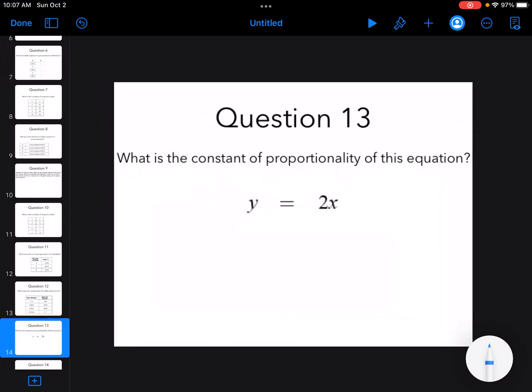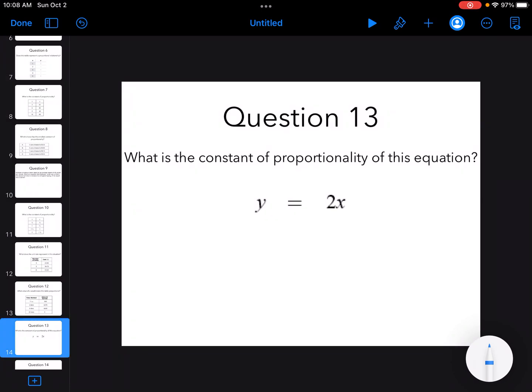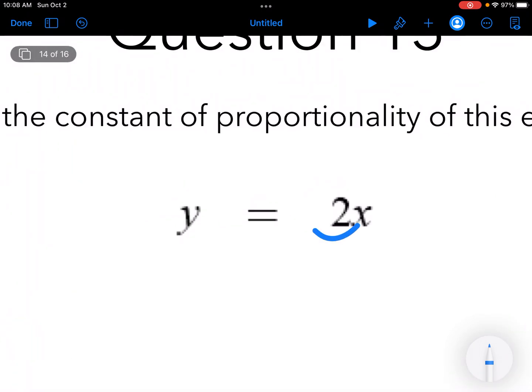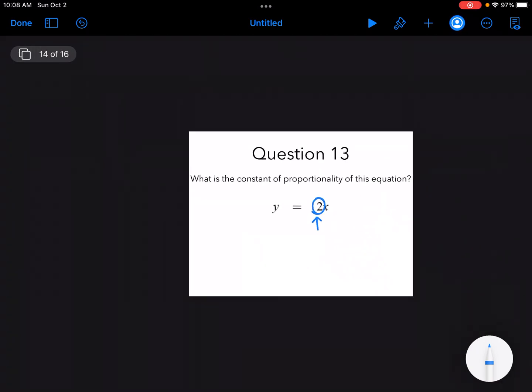Question 13. What is the constant of proportionality of this equation? The constant of proportionality is always the number in front of the X. And remember, you can't have plus or minus or an exponent in the constant of proportionality. So it's always the number in front of the X.